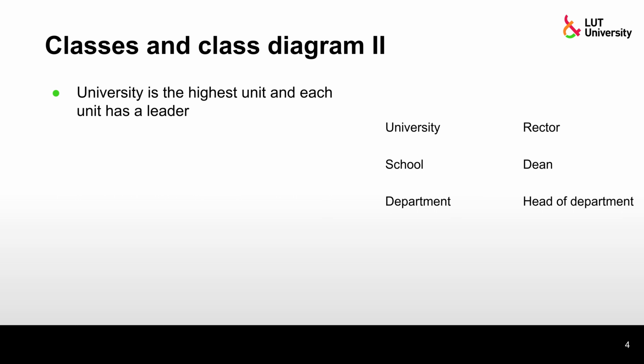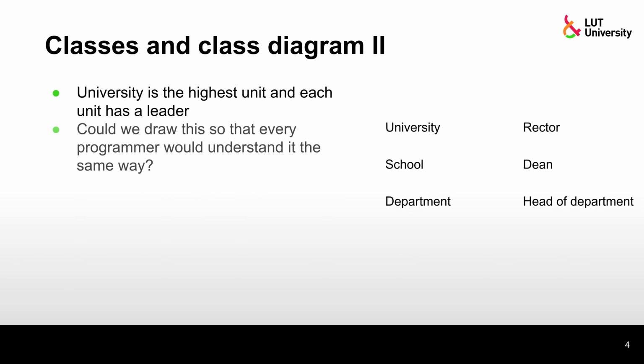So, university is the highest unit, and each unit has a leader. University has a rector, school has a dean, and department has a head of department. And this is quite clear, so could we draw this so that every programmer would understand it in the same way? Now they are here on the right side of the screen, and it is clear when I am describing that the university is the highest level, it has a rector.